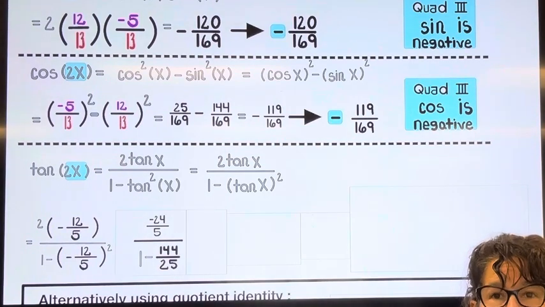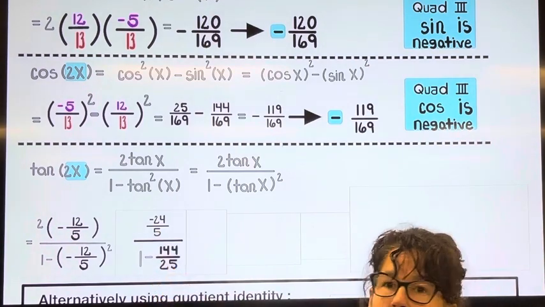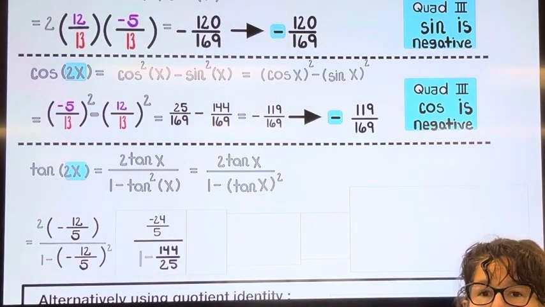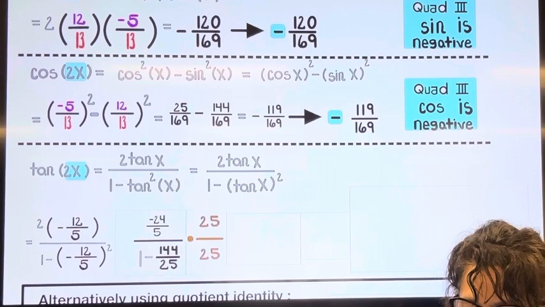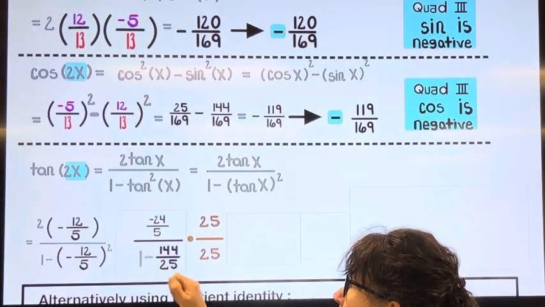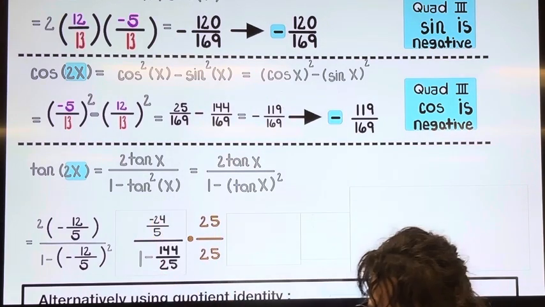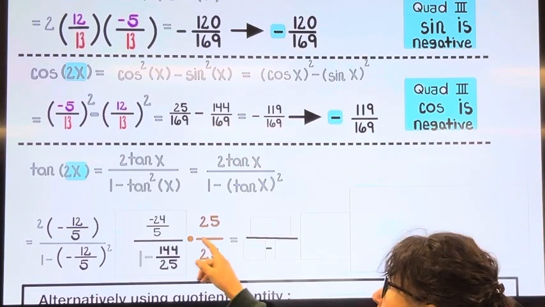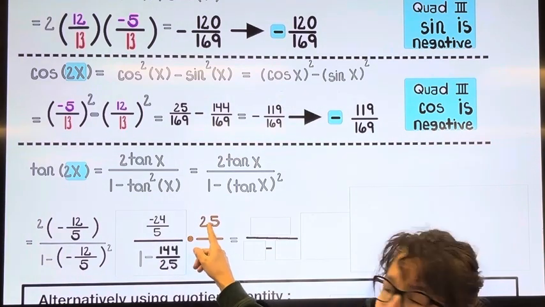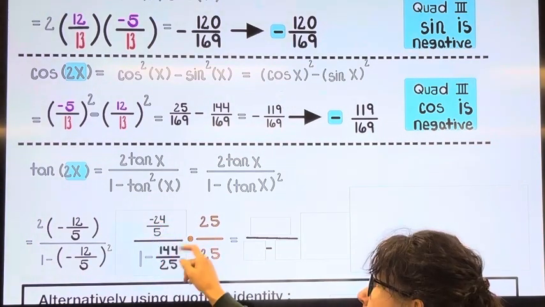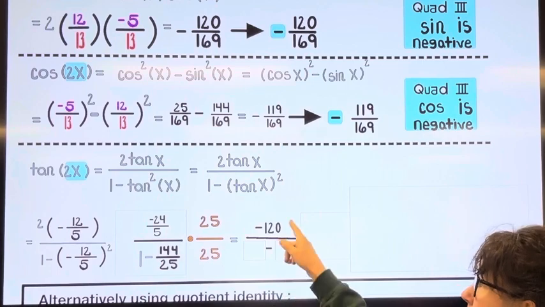A strategy when you have fractions within fractions, these little mini denominators, what I like to call them, the 5 and the 25. If you think of a number that they both fit into, if you multiply the top and the bottom, all those mini fractions are going to go away. So 25 is a number that both 5 and 25 fit into. So let's multiply the top of the fraction by 25 and the bottom of the fraction by 25. When I do that, this 5 and this 25, you can really think of multiplying fractions by dividing by the bottom and multiplying by the top. So 25 divided by 5 is 5, and 5 multiplied by negative 24 is negative 120.